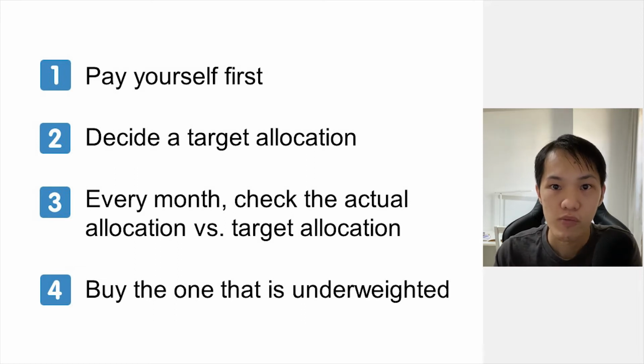This way you don't have to bother to sell stocks that are over allocated, because over time when you consistently buy into stocks that are underweighted, then you will move towards the target allocation. Basically that's it. These are the 4 steps I use to build my own portfolio. Let's go through some of the Q&A.